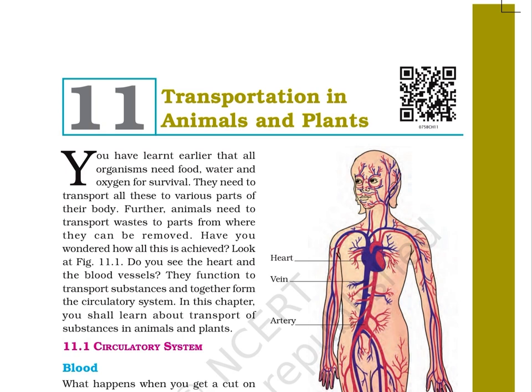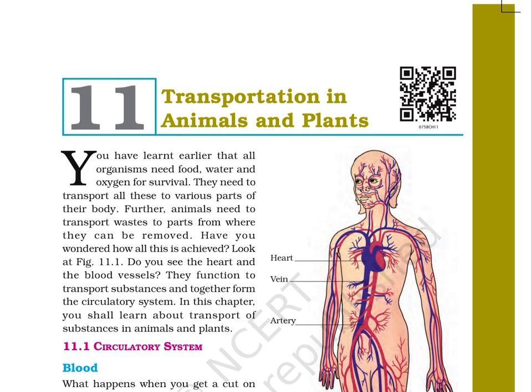This is Lesson 11, Transportation in Animals and Plants, from page 121 to page 132. Let's listen to Lesson 11, Transportation in Plants and Animals. Page 121. You have learnt earlier that all organisms need food, water, and oxygen for survival.